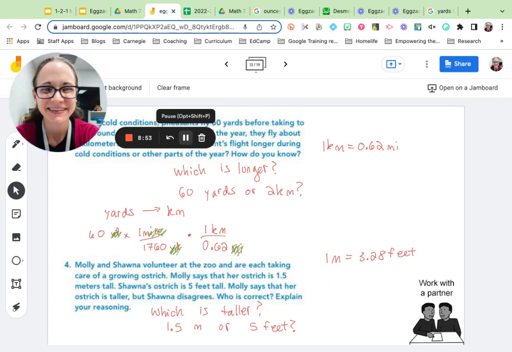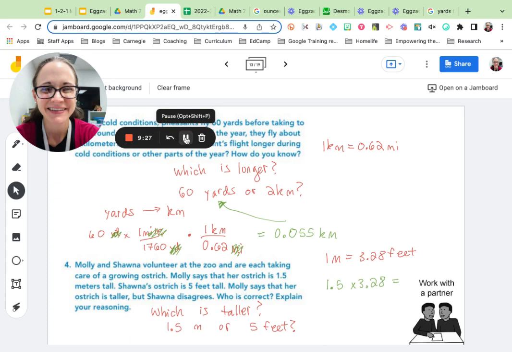Multiplying that all together, that comes out to about 0.055 kilometers, so less than 1 kilometer. So which is longer? Well, 2 kilometers is longer than 60 yards, because 60 yards is the same as 0.055 kilometers. Now remember, this is just one way to solve this problem. Maybe you turn the kilometers into yards instead of turning the yards into kilometers. As long as you have a common unit, you can compare these measurements.